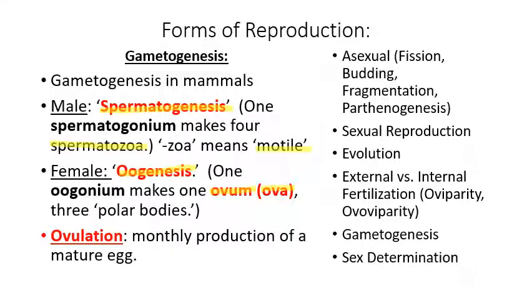Okay, so ovulation: ovu contains the root word ovum. Ovulation is the monthly production of a mature egg, one egg available to be fertilized every month. If that egg is fertilized and the woman gets pregnant, the hormones will change what they're doing and prevent all of the other eggs from maturing until that child is born.